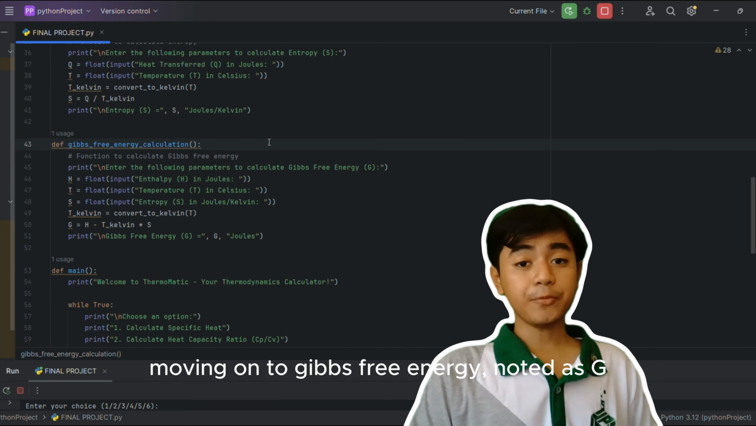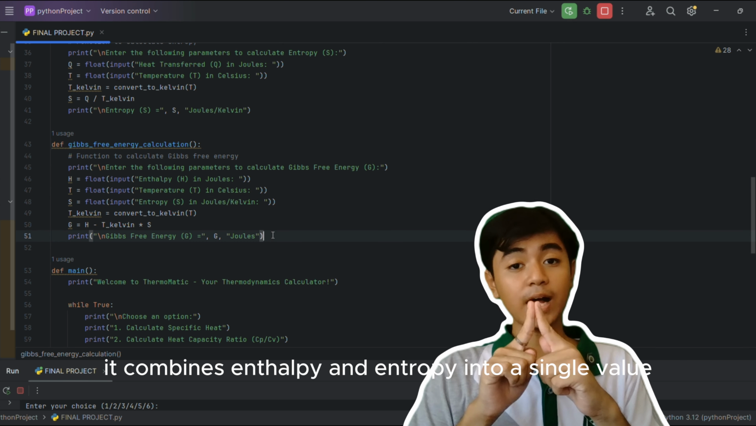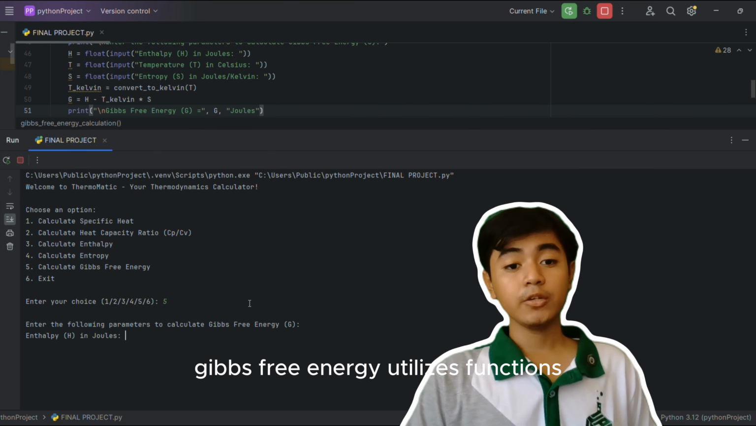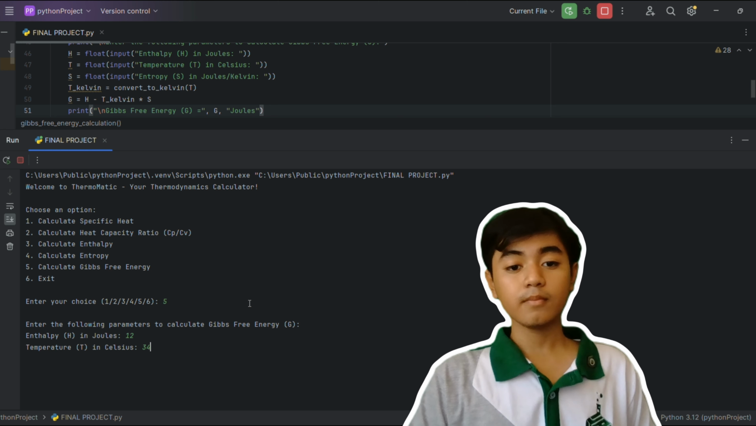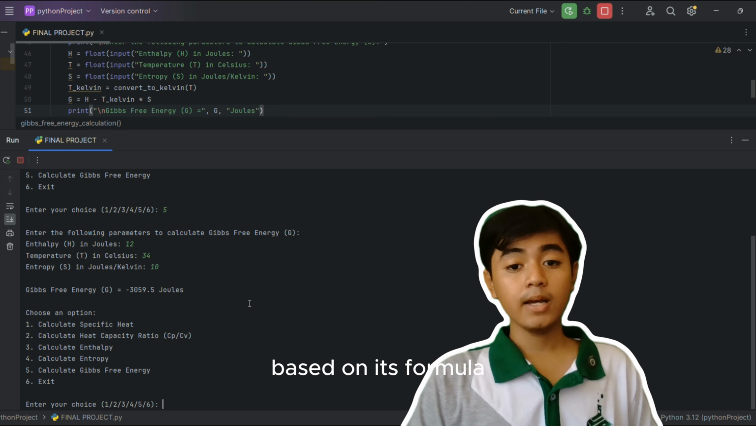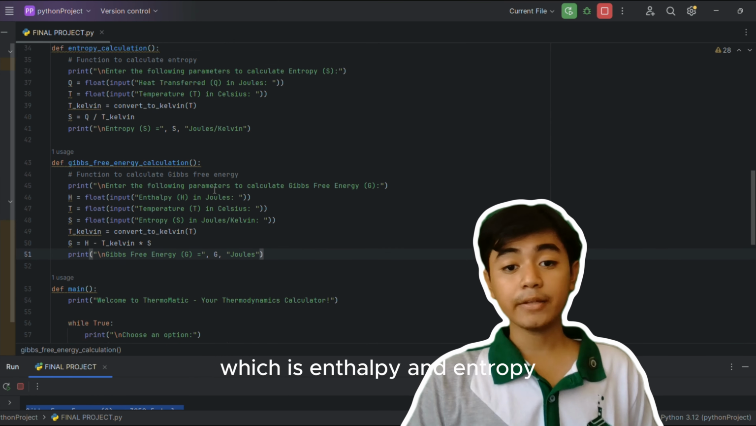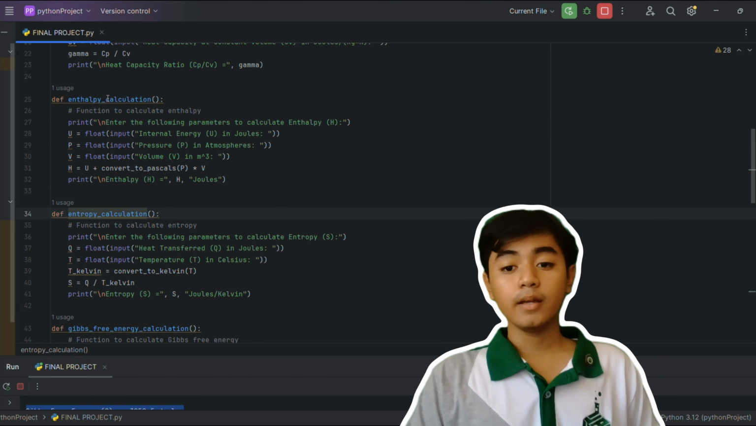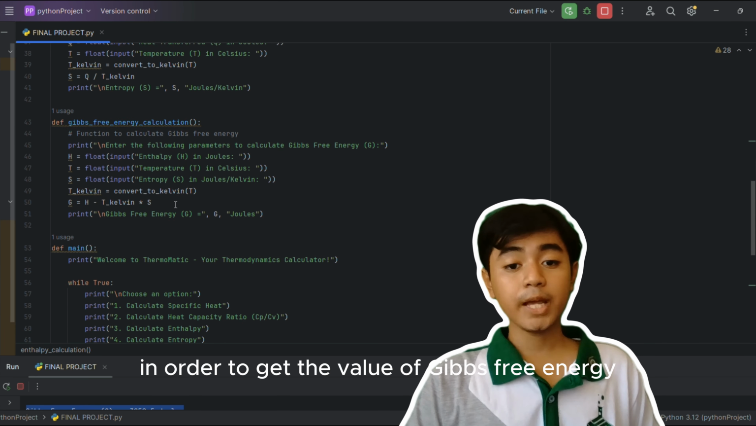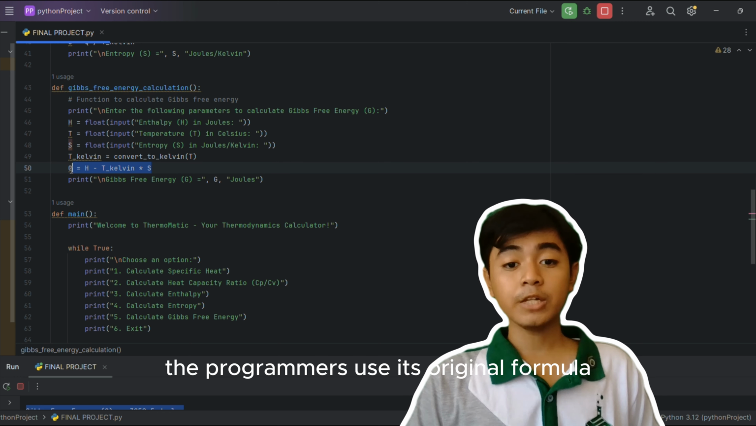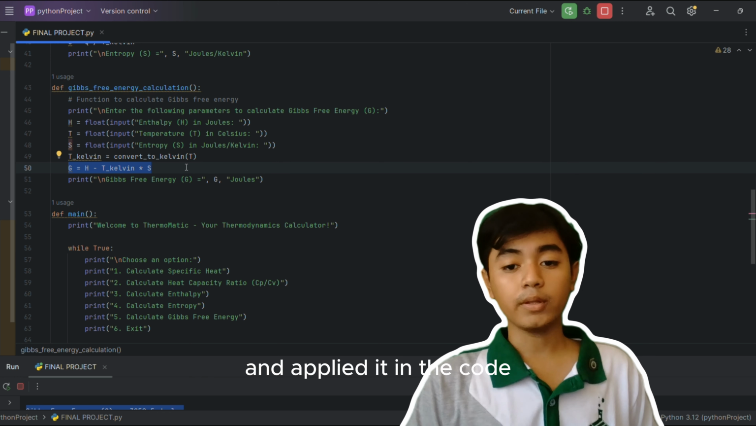Moving on to Gibbs free energy. Denoted as G, it combines enthalpy and entropy into a single value. Same as the other sections, Gibbs free energy utilizes functions. Based on its formula, it is simply the combination of two previous aspects, which are enthalpy and entropy. In order to get the value of Gibbs free energy in the calculator, the programmers used its original formula and applied it in the code.